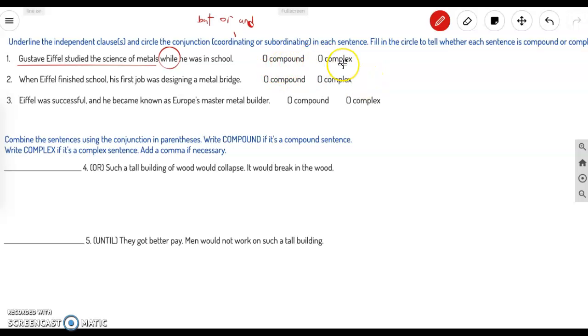Is this compound or complex? Because it's a combination of an independent clause and a dependent clause, which is while he was in school, I and D, it's complex. Okay. Number 2, when Eiffel finished school, his first job was designing a metal bridge.